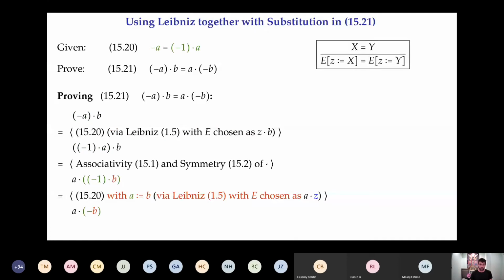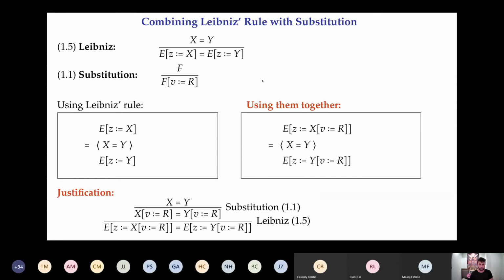The second part, we use minus 1 times a again. This time we're also doing Leibniz, but now we're choosing what a is. A is now going to be the value b. We've changed what a is by using substitution as well as Leibniz. Okay? So just some things to be aware about.